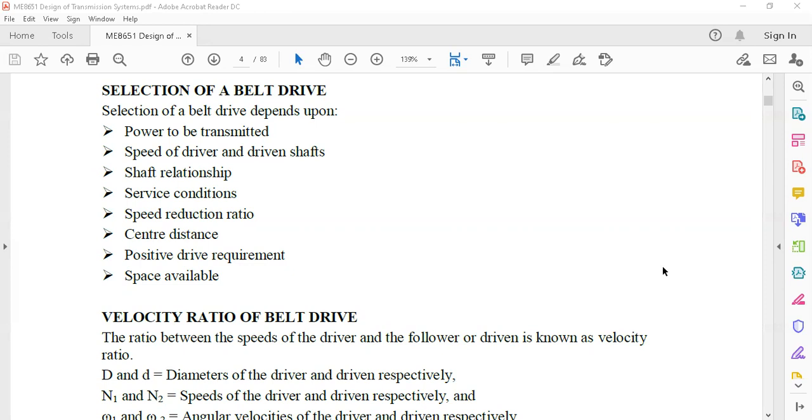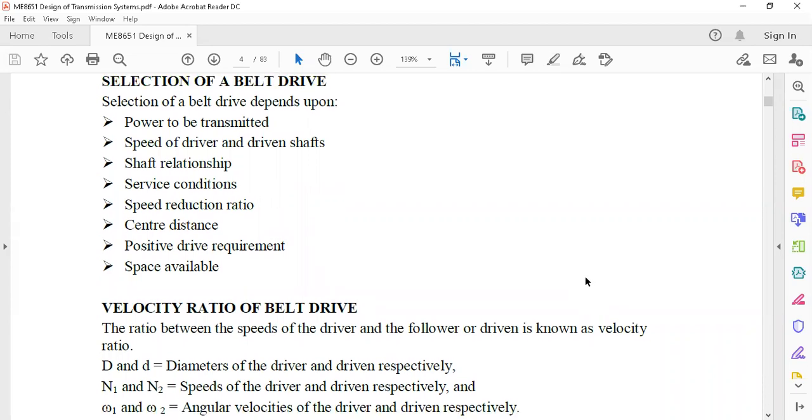Generally, this is one of the simple design systems which is used, and we see how the selection will be carried out, and how we are going to design belts or how we are going to design drives. That is the main concept of this subject.